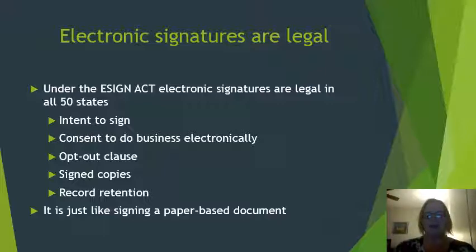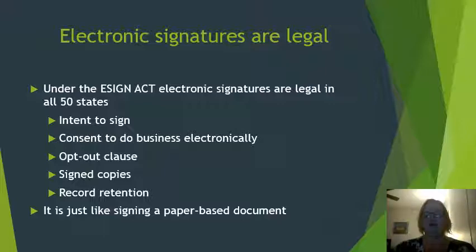When someone puts a paper-based document in front of you, a consent form, a consent to treatment form, consent to surgery, or like a bank transaction, your intent to sign was there. You picked up a pen, you signed your paper. Electronically, your intent to sign is generally shown by checking a box.